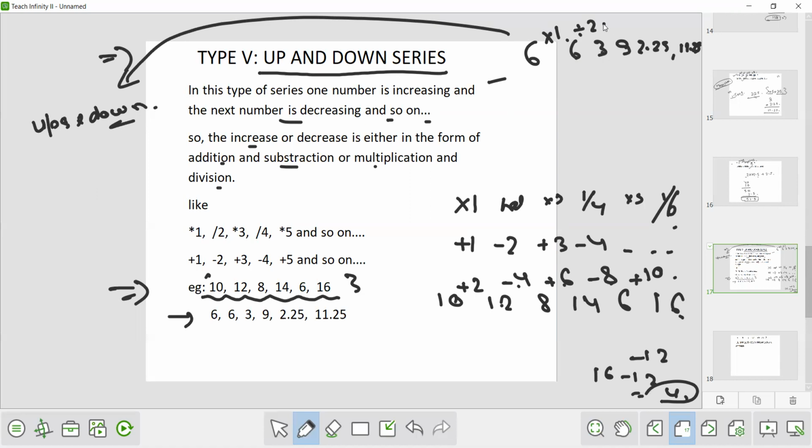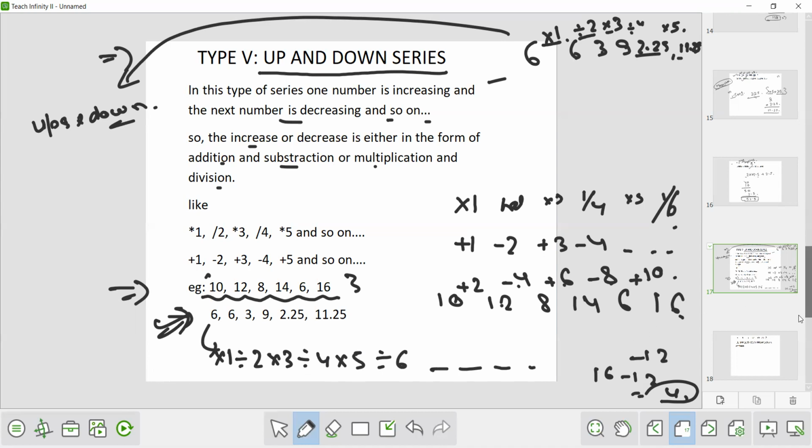Then this 3 and 9. So it's 3 times. So now the rule gets confirmed. It's 1 times, divided by 2. It's 3 times, divided by 4. So 9 divided by 4 is 2.25. Then this 2.25 gets multiplied by 5. So it's 1.5, 11.25, and like this the series keeps on going. This series is like this: into 1 divided by 2, into 3 divided by 4, into 5 divided by 6, and keep on.